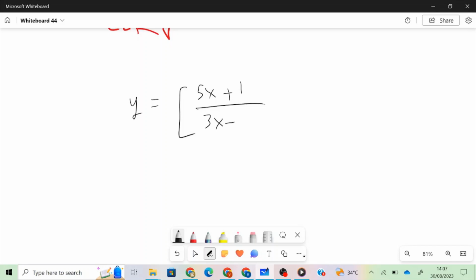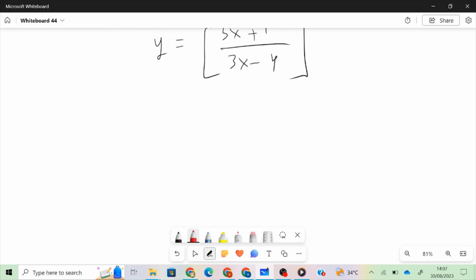Right then, let's look at our first example. The first example asks me to differentiate y is equal to 5x plus 1 all over 3x minus 4. So I've been asked to differentiate this.